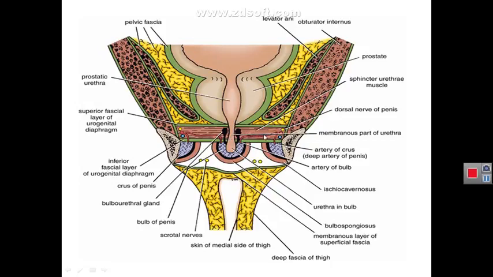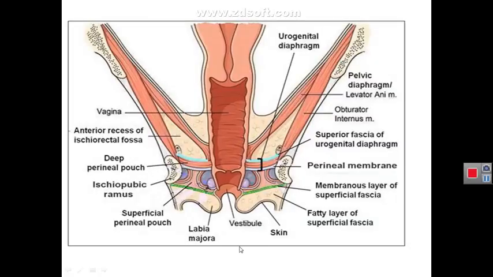You can see that the deep perineal space contains the sphincter urethrae muscle, and the superior fascia of the urogenital diaphragm, the inferior fascia of the urogenital diaphragm and the sphincter urethrae muscle form the urogenital diaphragm. You can see that the urethra perforates the urogenital diaphragm. The same configuration is seen in the female. This is the vagina or uterus, and this is the true pelvis, that is levator ani, and you can see here the superior fascia of the urogenital diaphragm, and the inferior fascia of the urogenital diaphragm, which is called the perineal membrane, and this is the deep perineal pouch, while this is the superficial perineal pouch or space, you can call it pouch or space.